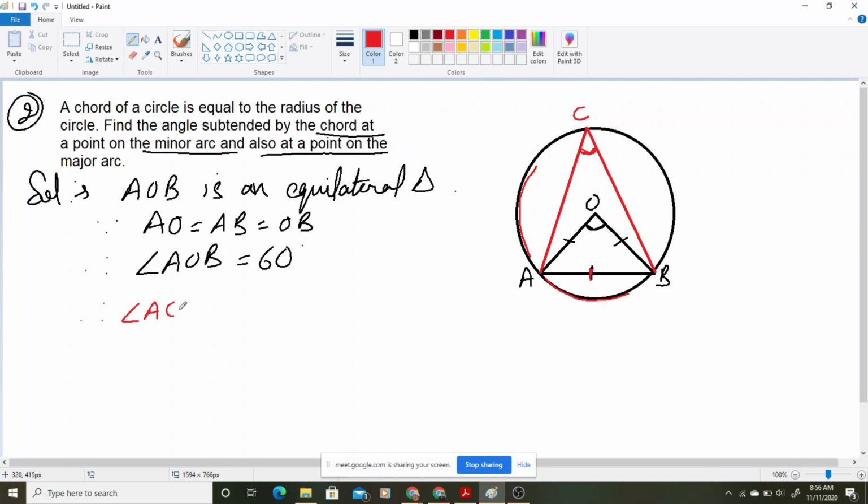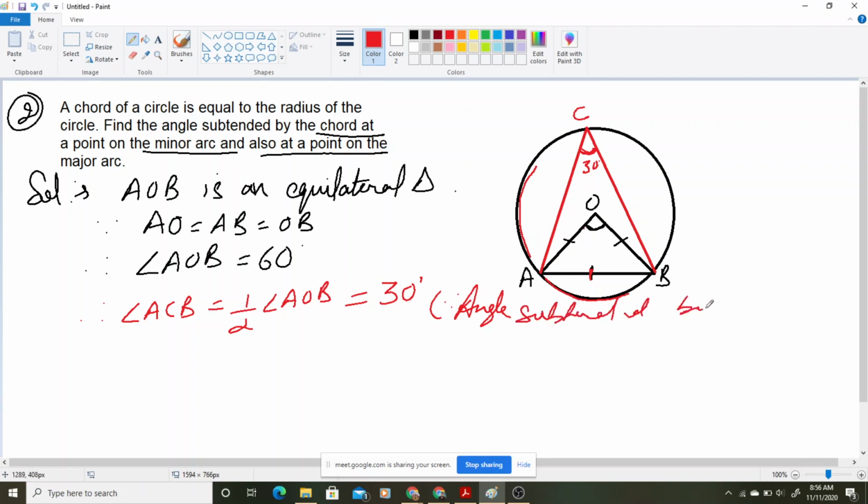Sir, half of AOB, sir. Yes, it will be half of AOB and you will be writing it as 30 degree. Angle ACB will be 30 degree. This angle will come 30, and what reason you will be writing? Angle subtended by an arc at the center is double of the angle subtended by it at any point on the circle. The whole property you have to write. So you can write complete theorem 10.8 here.